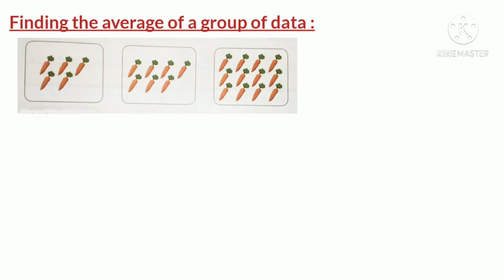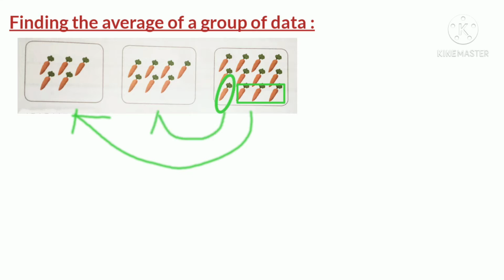Students, which box has the most number of carrots? The third box has the most number of carrots. And which box has the least number of carrots? The first box has the least number of carrots. Since the third box has the most number of carrots, we can start by moving carrots from this box to the other boxes. If we move 3 carrots from the third to the first box and 1 carrot from the third to the second box, we can get 8 carrots in each box.